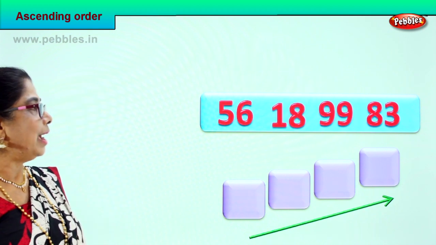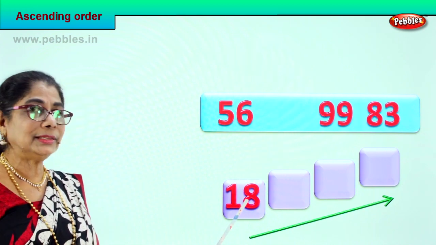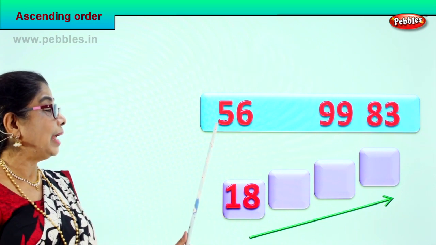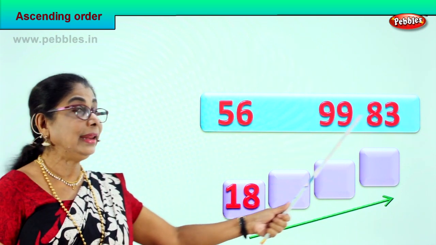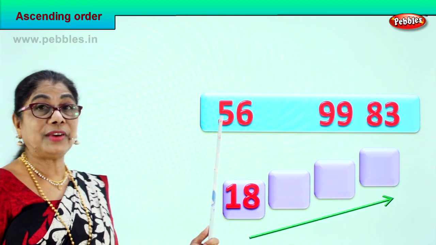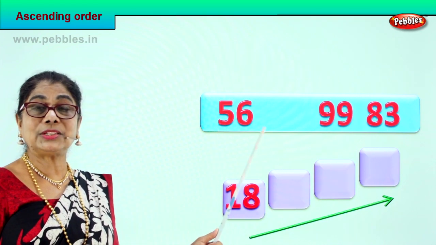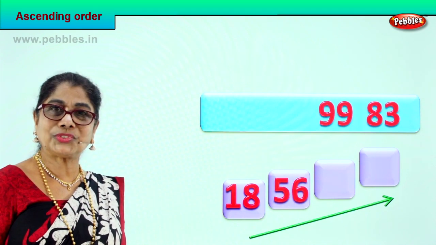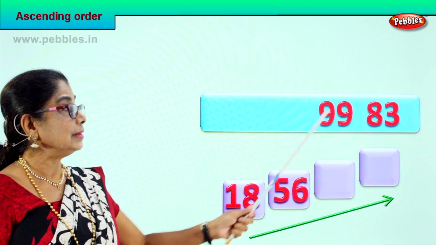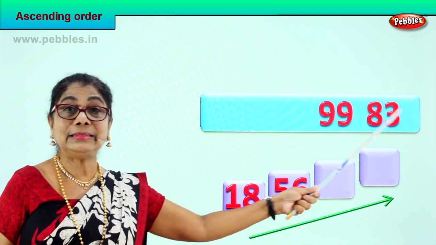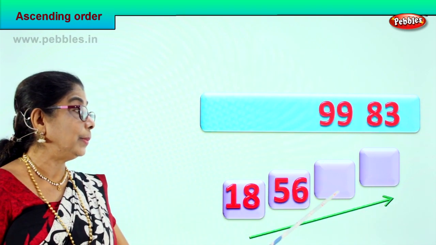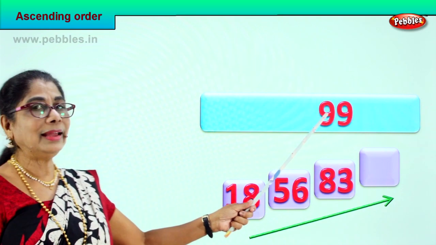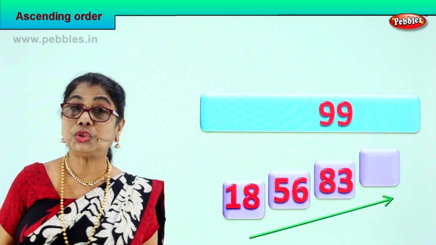Good. Now, 18 is the smallest. Let's check the next one. Next we have 9 tens, 8 tens, but here there is 5 tens. So 5 tens, 6 ones is the next bigger number. So we put it in the second box. We have 8 tens, 9 tens. 8 tens, 3 ones is the next bigger number that comes into the third box. Finally, 9 tens, 9 ones goes into the last box.